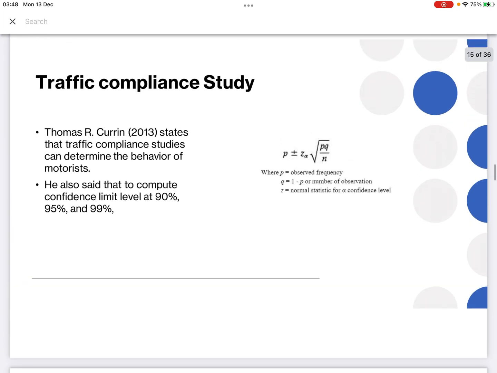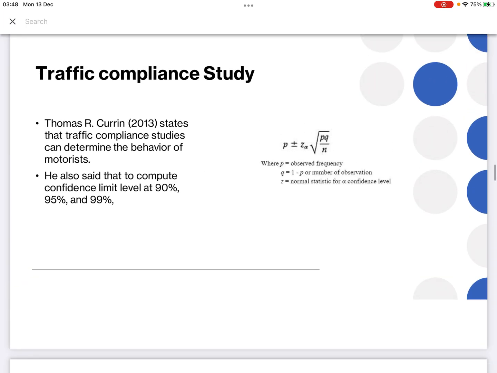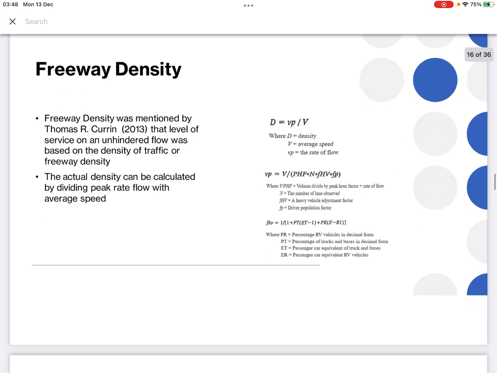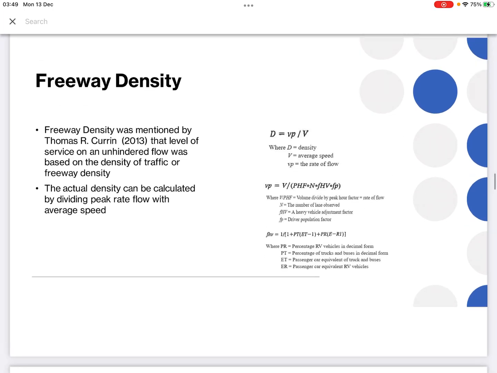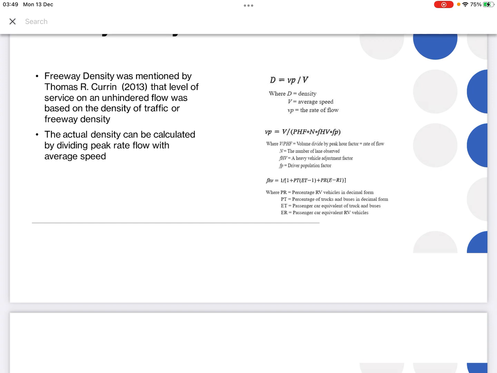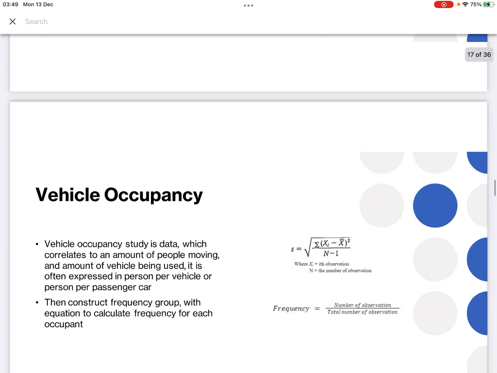Standard, which is standard. The current state of traffic compliance can determine the behavior of motorists, computed at 90, 95, and 99 percent. Freeway density was mentioned by Carlin, where level of service is based on density. The level of service is based on freeway density. Actual density can be calculated from the peak rate of flow and average speed.